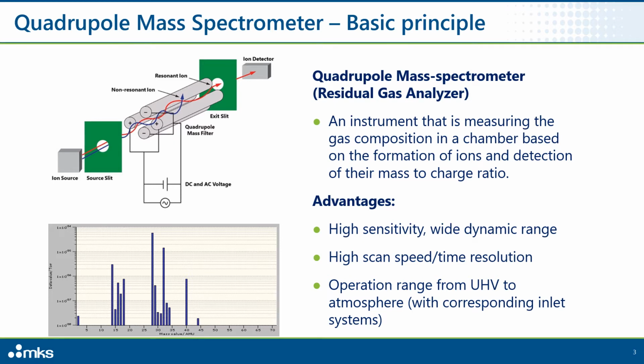By scanning over a mass range, we get such a mass spectrum, where we show the molecular mass on the x-axis and the partial pressure or the concentration on the y-axis. Quadrupole mass spectrometers typically work at pressures below 1 times 10 to the minus 4 millibars. However, the corresponding inlet can expand the operation range to atmosphere.